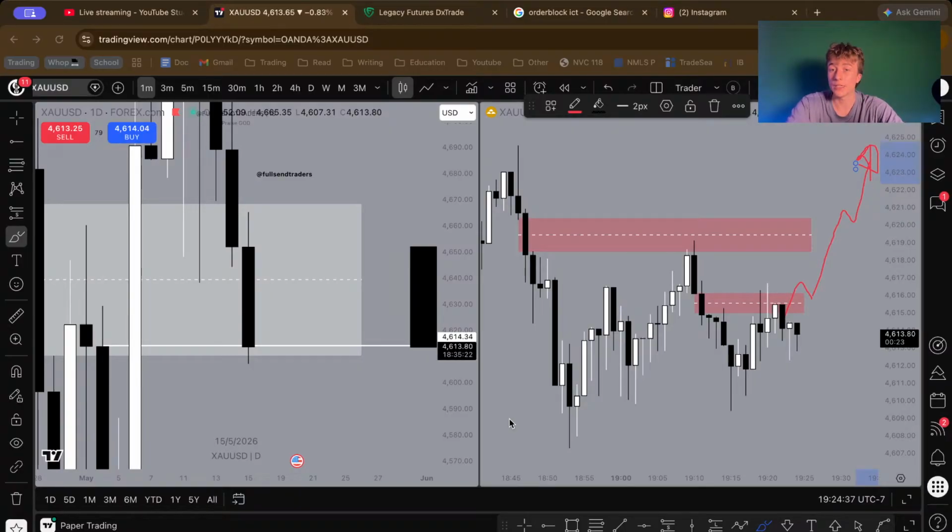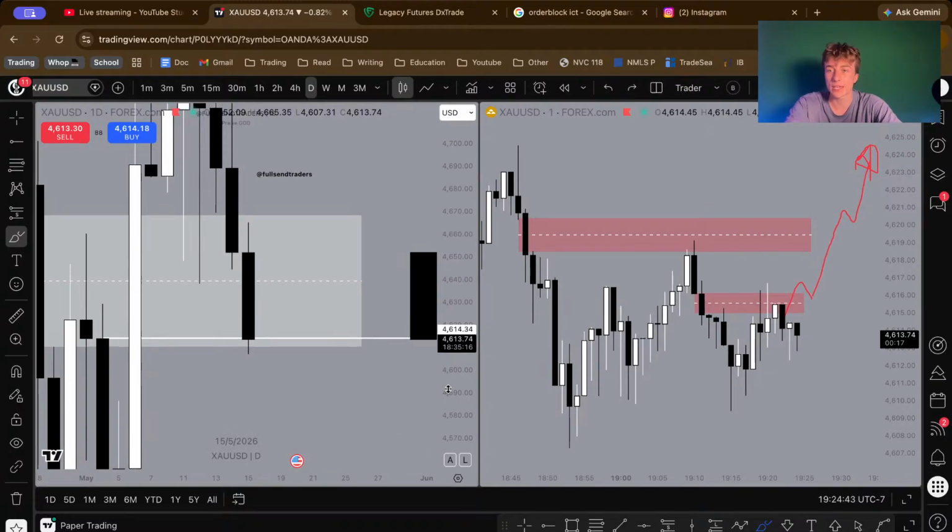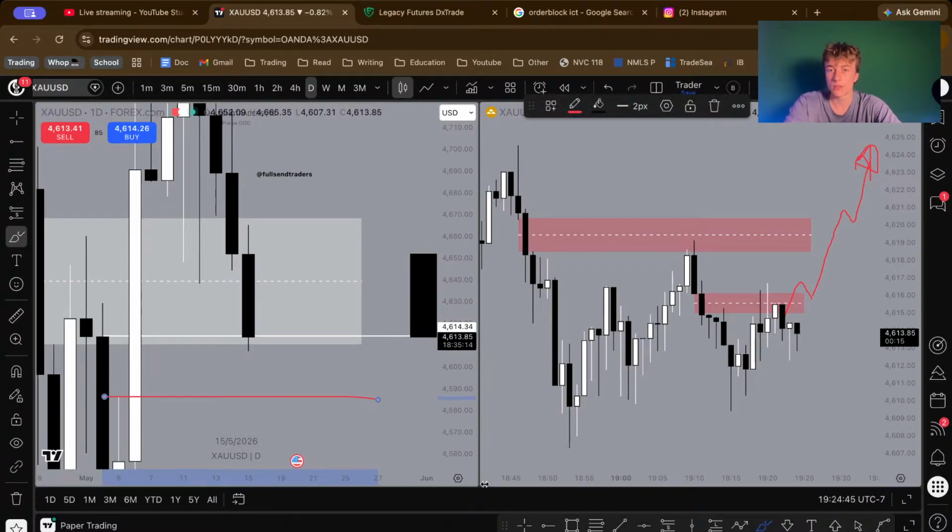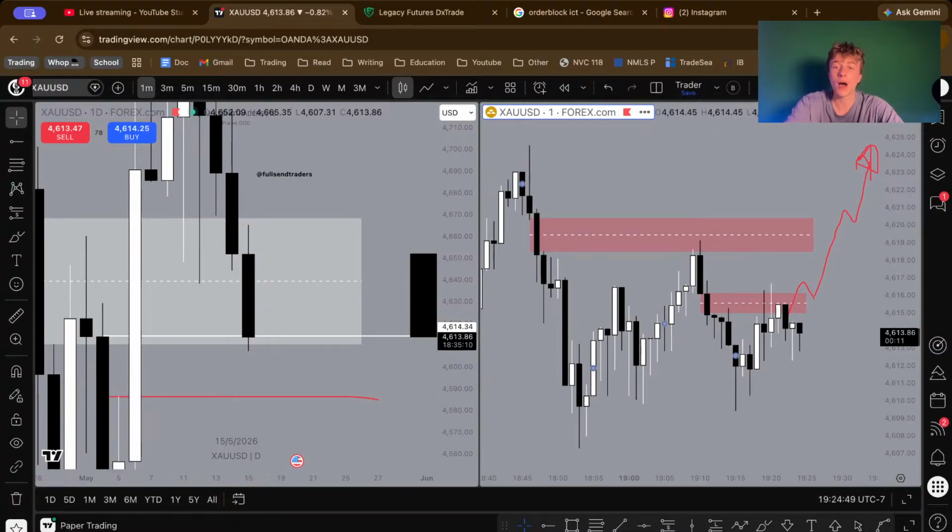If we do not get any disrespected fair value gaps, we might just continue selling. We might finish off the move and sell to the bottom of this daily fair value gap right here. So that could be the other alternative if I see that we're not rejecting at all.